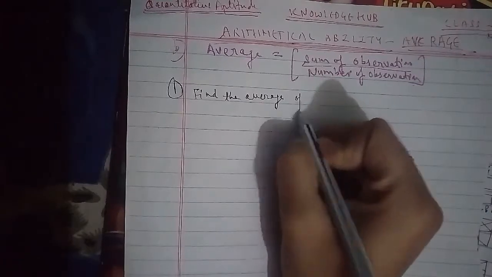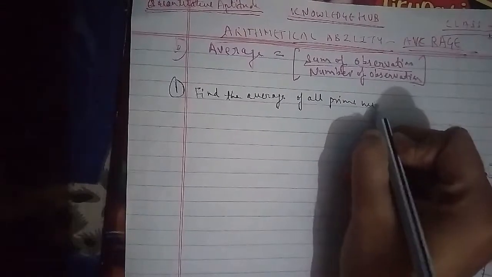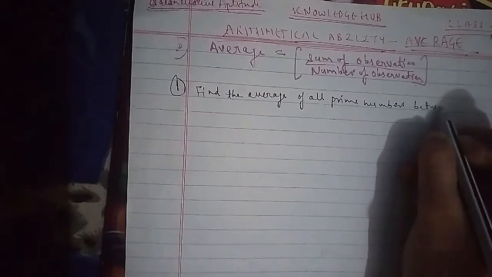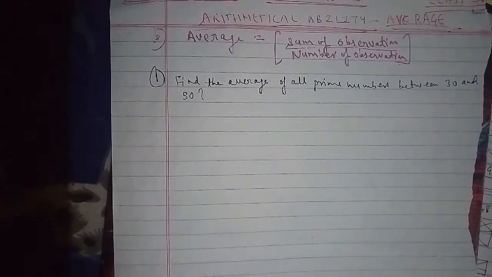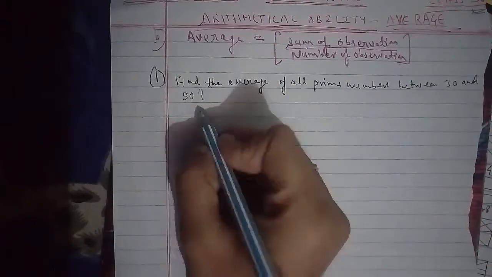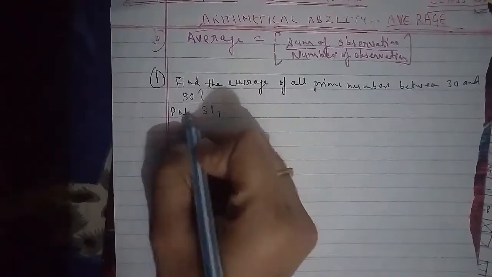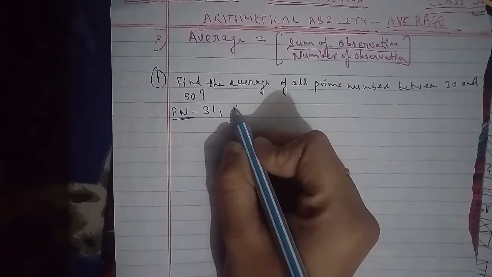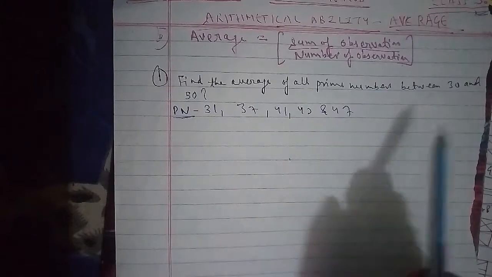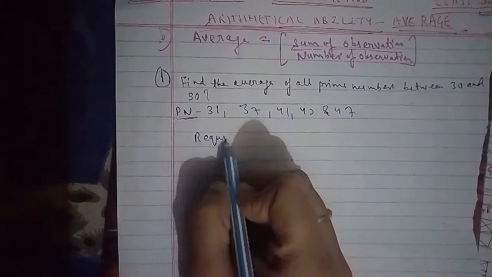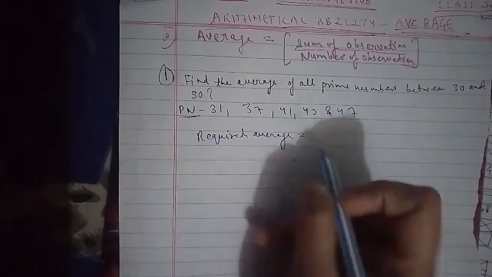What's the solution for this? There are 5 prime numbers between 30 and 50, and those are 31, 37, 41, 43 and 47. So for the required average, we'll use the formula: required average equals sum of observations upon number of observations. Sum of observations is 31 plus 37 plus 41 plus 43 plus 47, whole upon the number of observations: 1, 2, 3, 4, 5. It will be 5.